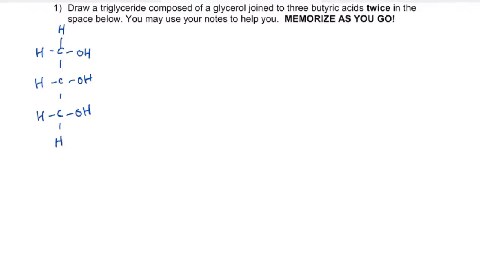Okay, so that's my glycerol. For my butyric acid, I'm going to want the carboxyl group, since that is what will interact with the hydroxyls here. So I'm going to flip the molecule from what you saw on the page before. I'm going to draw myself the carboxyl, so double bond to the O.